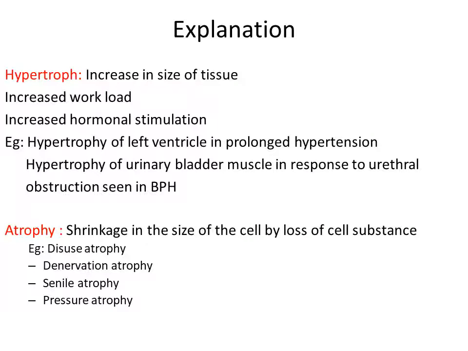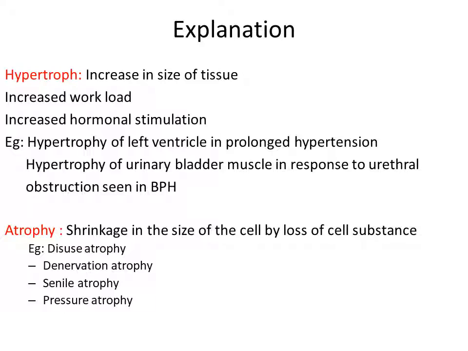So what is hypertrophy? Hypertrophy is the increase in size of the tissue. The causes of hypertrophy are increased workload or increased hormonal stimuli. Some examples of hypertrophy are hypertrophy of the left ventricle in case of prolonged hypertension, and hypertrophy of the urinary bladder muscles in response to urethral obstruction. This hypertrophy of the urinary bladder muscle is commonly seen in BPH, benign prostatic hyperplasia. So these are some of the examples of hypertrophy.